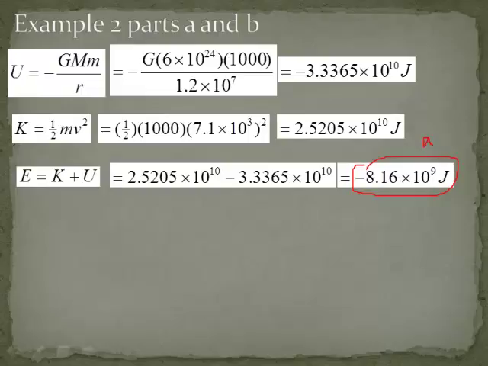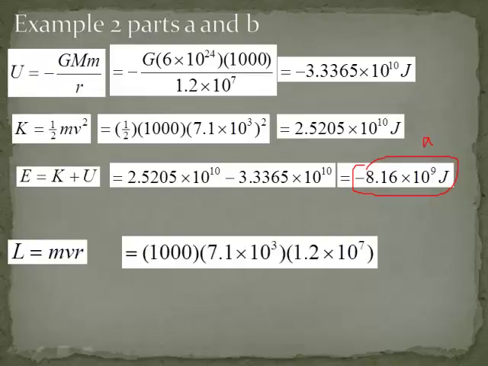And part B asks us to find the angular momentum when the object is at point A. And angular momentum is just equal to mvr, or that's one of our formulas for angular momentum. And that's the one we want to use here because the distance between the two centers is large. So again, the mass is 1,000.